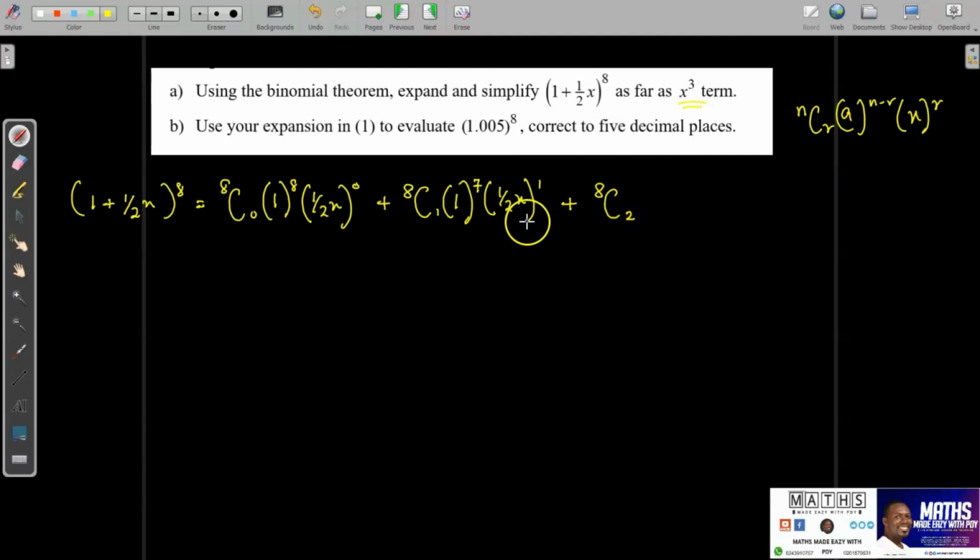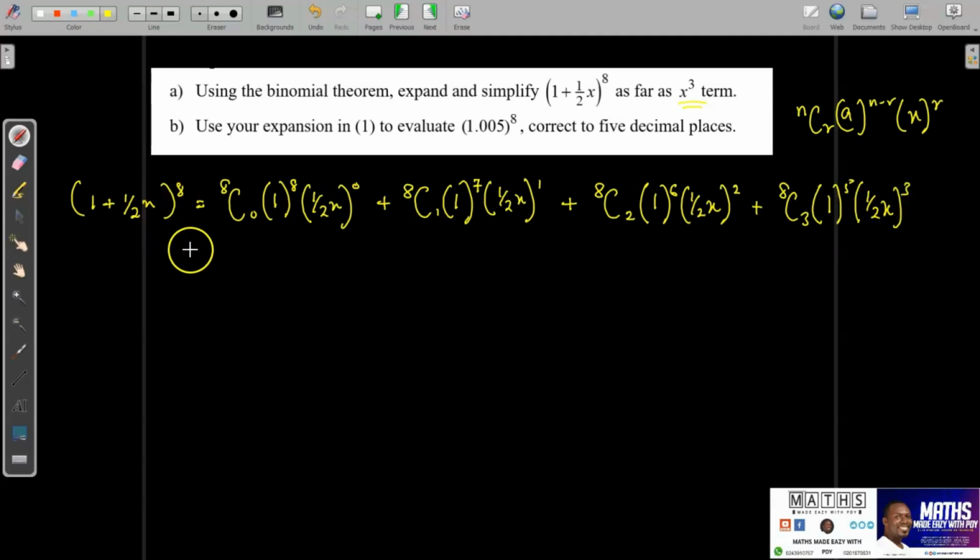So get your calculators ready. You'll be helping me out with the expansion for that. Then we have 1 to the power 6, and then half x all to the power 2. So 1, 2, 3. We are left with the fourth term. That is giving us 8 combination 3, and then 1 to the power 5, and then half x to the power 3.